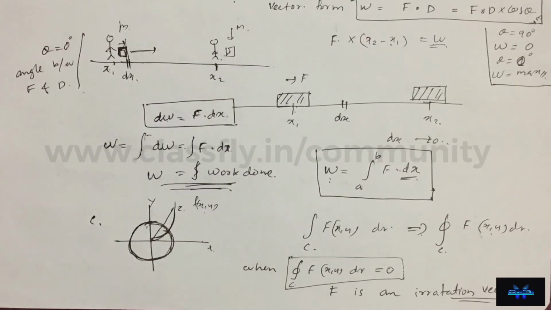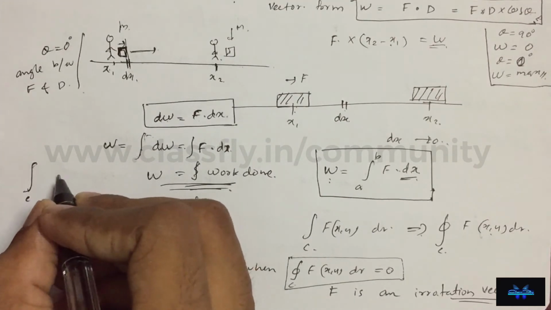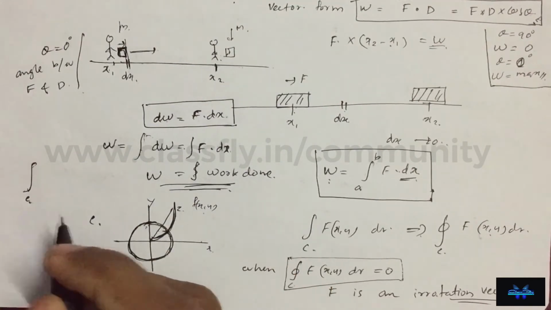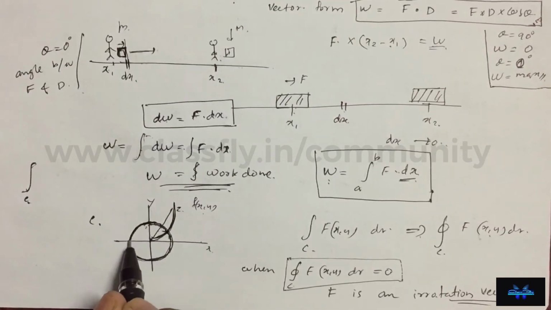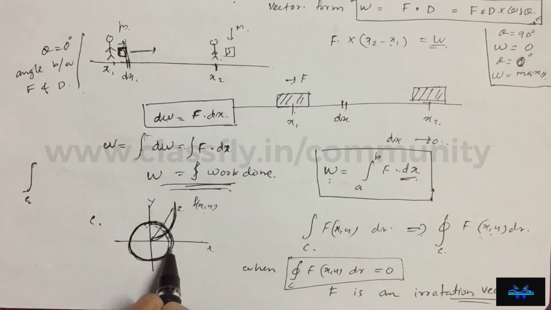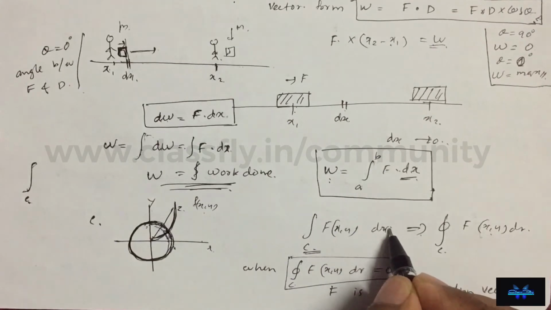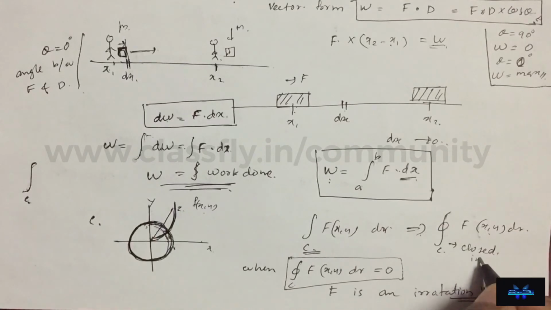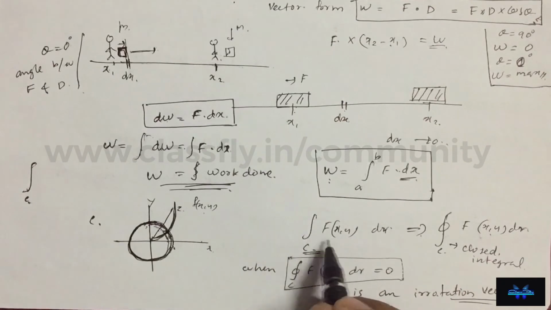Another concept of integral: this is simply an integral over C, and this is a curve in this condition. What if the curve is a closed one? You see that this curve is completely closed. In this case, the integral over C f of xy dr turns into a closed integral, closed integral f of xy dr. This is just a concept.